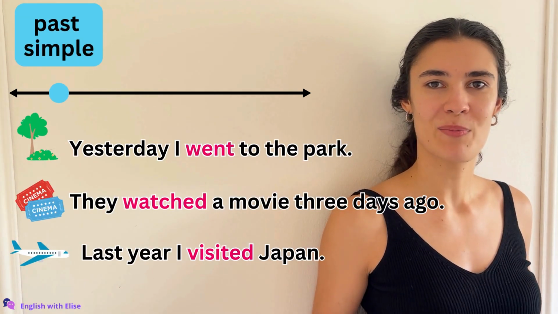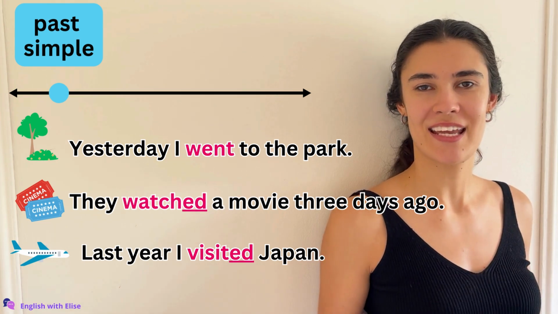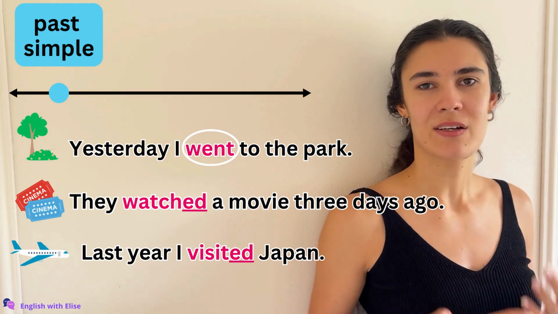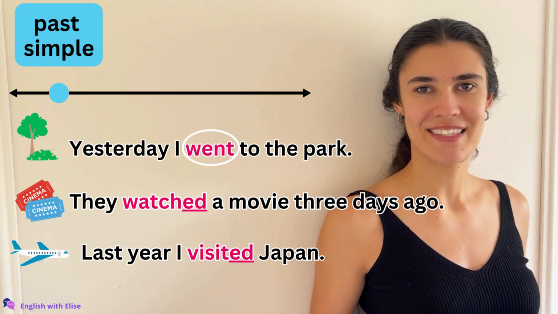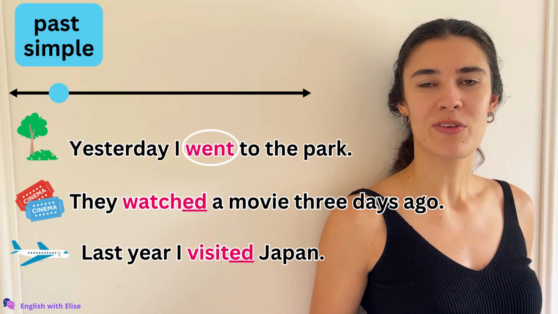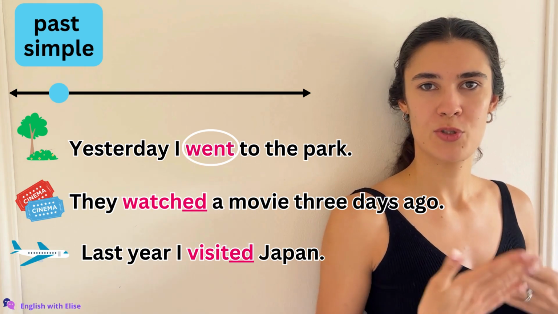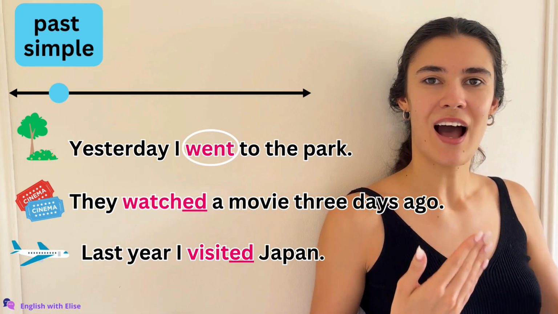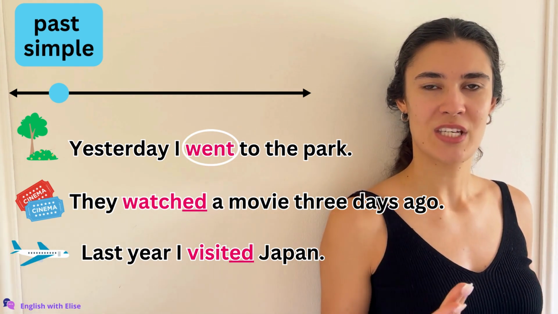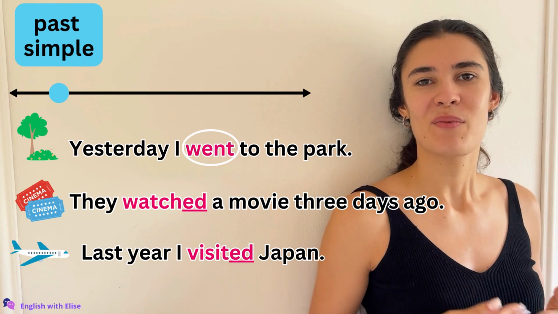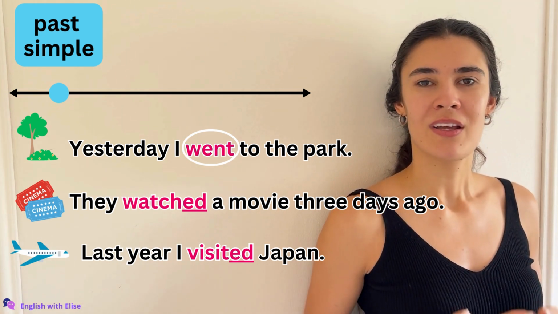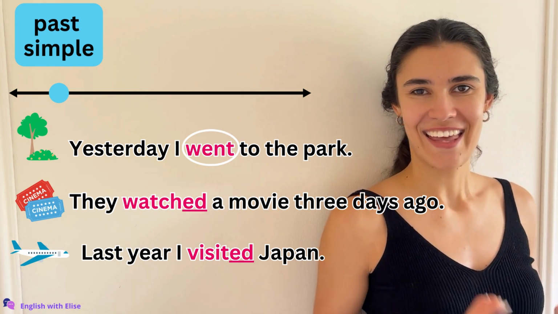Here, regular verbs will add a d or ed to the end. However, if the verb is irregular, it's going to change in many different ways. It's also worth noting that we use the verb to be was when we're talking about I, he, she, or it, and we use the to be verb were when we're talking about you, we, and they.